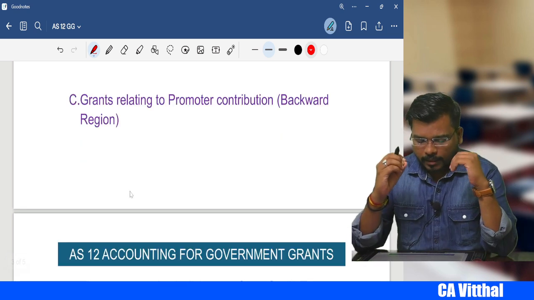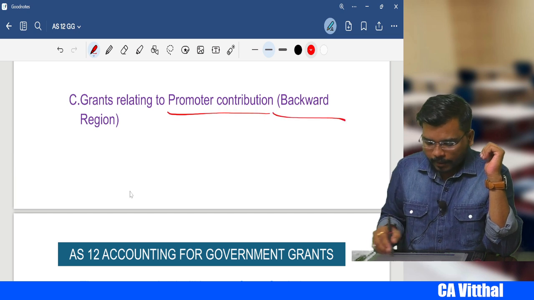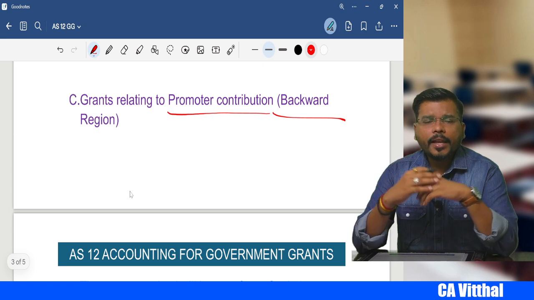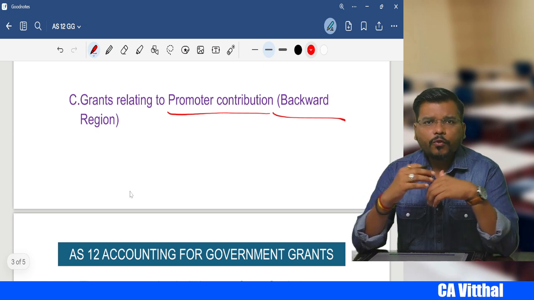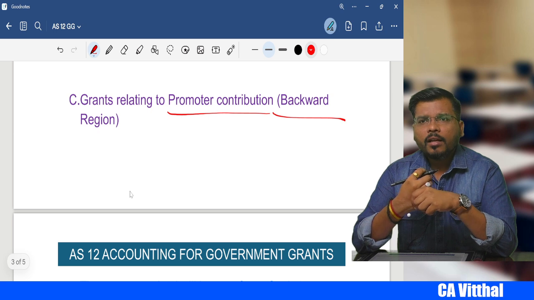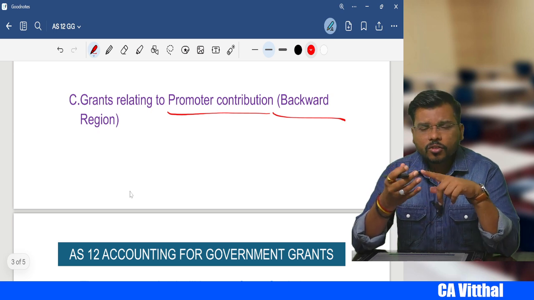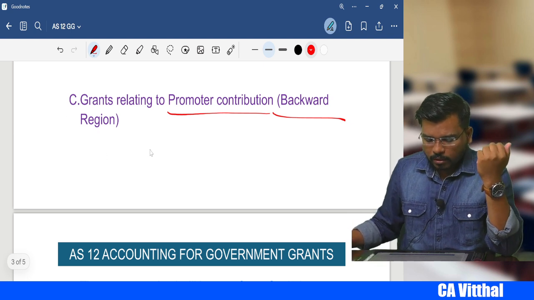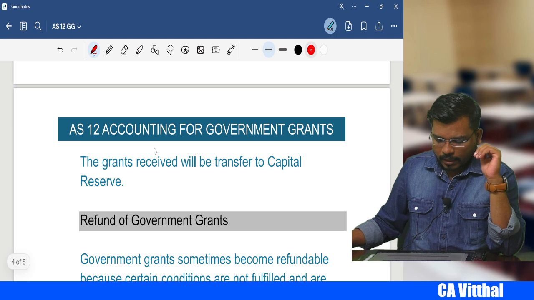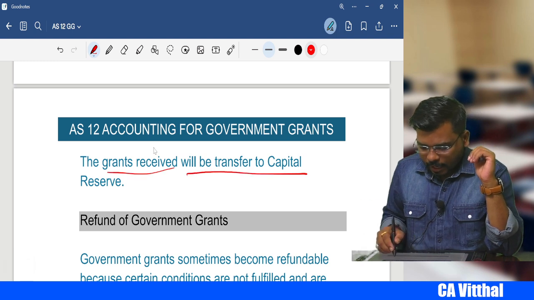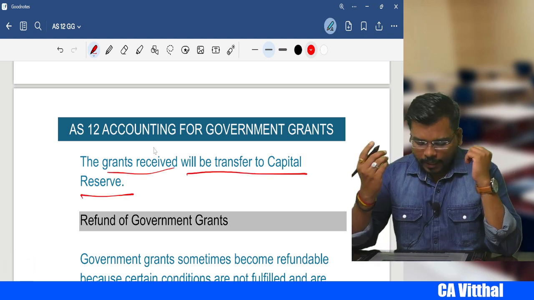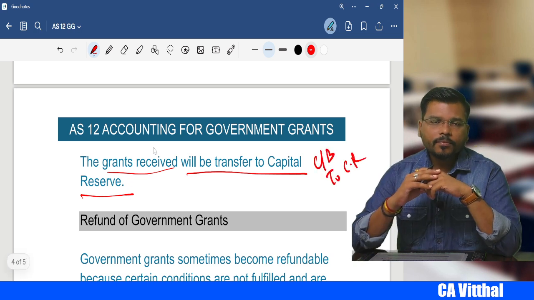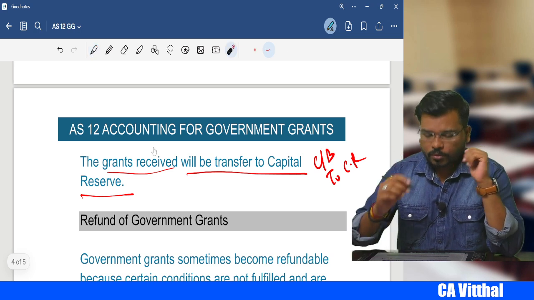Third one, grant relating to promoter contribution. Sometimes the government wants to do development in an economically backward area. So for that, they help the economically backward area to set up the plant and purchase the machinery. So if the government is giving the grant in relation to the promoter contribution, that time the grant received will be transferred to capital reserve. The entry will be, my dear student, cash or bank account debit to capital reserve. I hope, my dear student, it is clear to you, right?